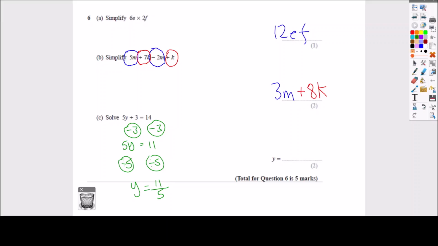Now, leaving your answer as an improper, a top-heavy fraction is absolutely fine. So that would give you full marks. But if you wanted to, you could have written that as 2 1/5, which is the same thing as 2.2. Either of those would be fine, but as I said, 11 over 5 would be perfectly okay to give you full marks.